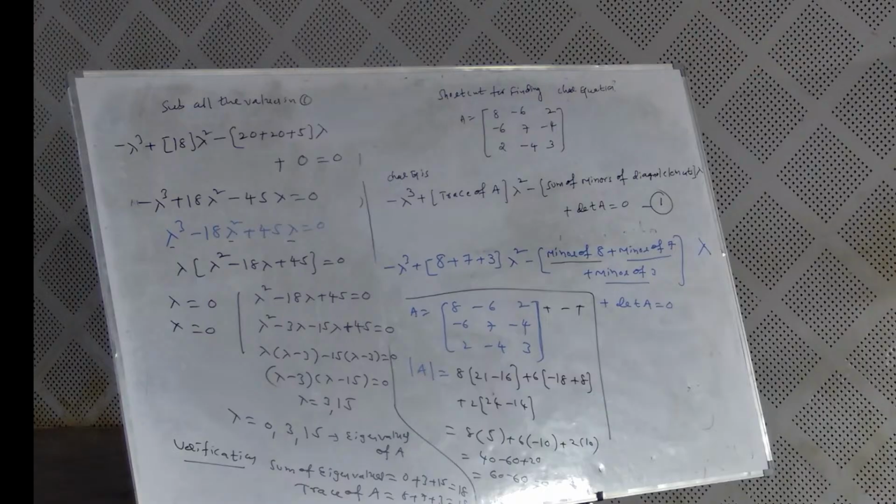Here eigenvalues, what are the eigenvalues? 0, 3, 15. They are distinct, unique. They are not repeated, right?